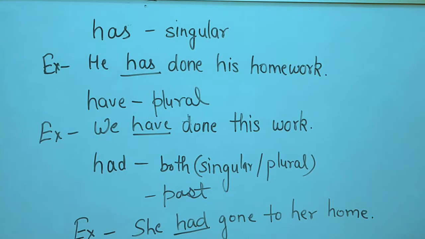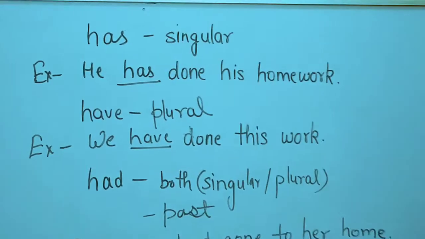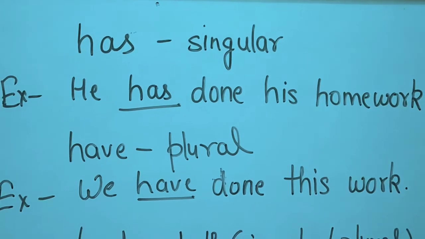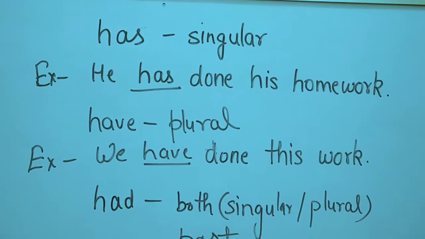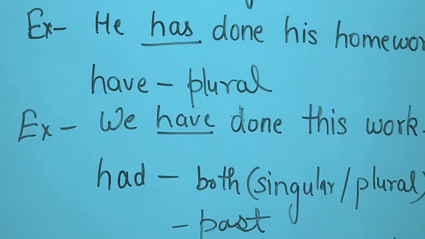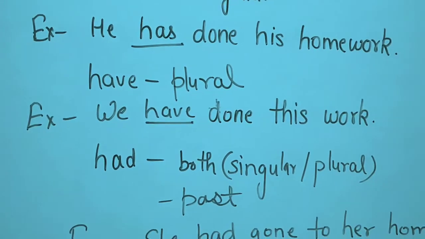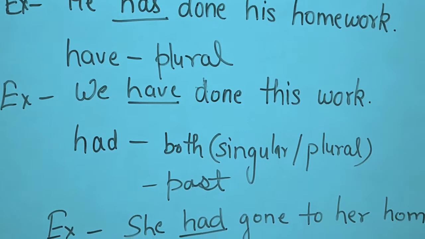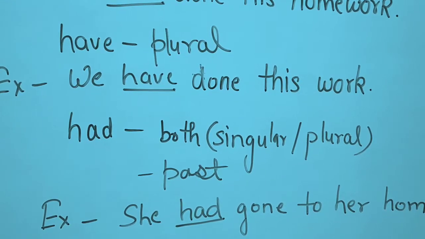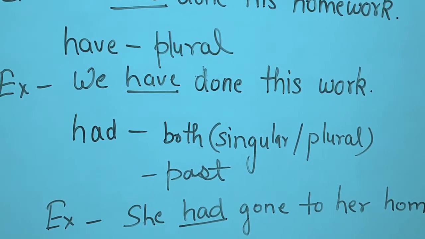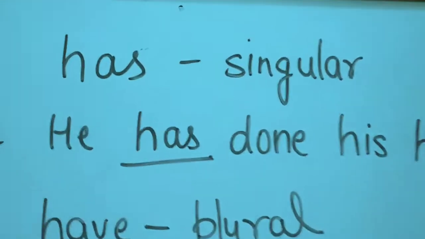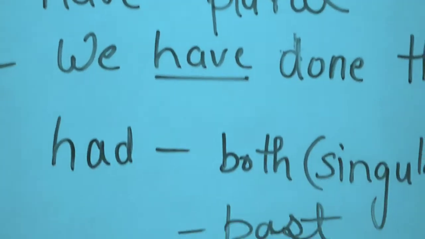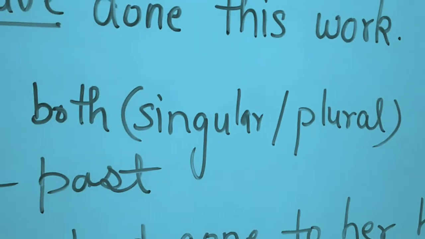Now next: has, have and had. Has, you can see, is used in singular. Singular, I already told you, is he, she, it. He has done his homework. He has done his work. Have is another, the second, that is your plural. Plural means again we, you, they. We have done this work. And had comes in both, singular as well as plural, but the sentence should be in past tense. She had gone to her home. She had gone home. It means has is used for singular, have is used for plural, and had comes for both singular and plural, but the thing is that it is for a past sentence, past tense.